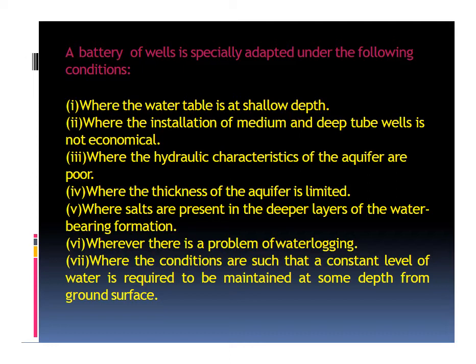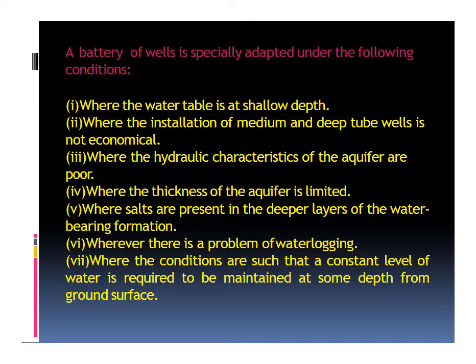The second condition is where the installation of medium and deep tube well is not economical. The third condition is where the hydraulic characteristics of the aquifer are poor, that means the transmissibility of the aquifer is low. Then it is necessary to use this battery of wells. The next condition is where the thickness of the aquifer is limited. Then where the salts are present in the deeper layer of the water bearing formations and the use of such water is harmful for human beings, the water from the shallow layers is used by using this multiple well system or battery of well system.